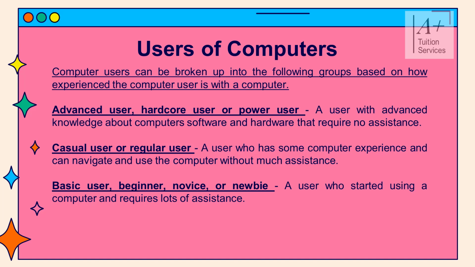Then we have the casual user or regular user, a user who has some computer experience and can navigate and use the computer without much assistance. A basic user, a beginner user, a novice user, a newbie, somebody who's very new to a computer, a user who started using a computer and requires a lot of assistance. Nowadays, this is like the older generation, because every young person now knows something about a computer and knows how to use it, because it's very user friendly, meaning the program is in such a way that we can use it based on reading.